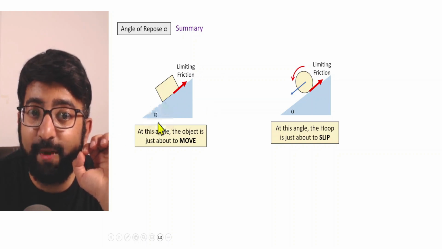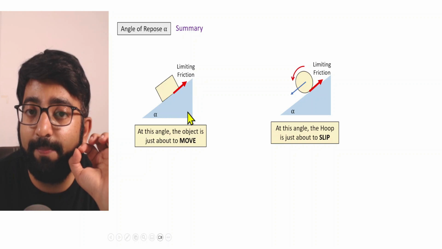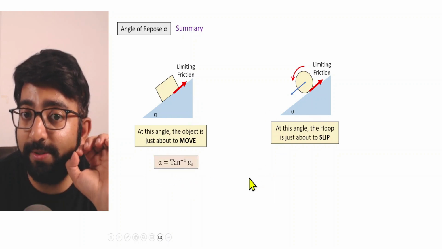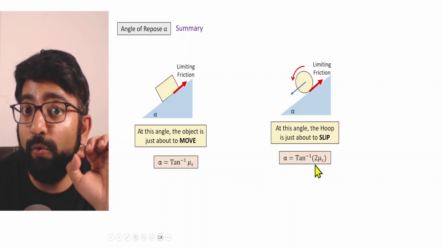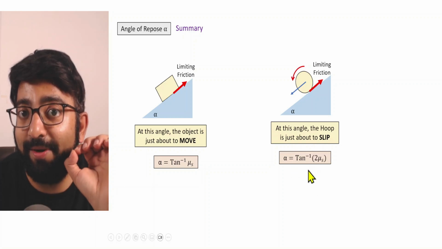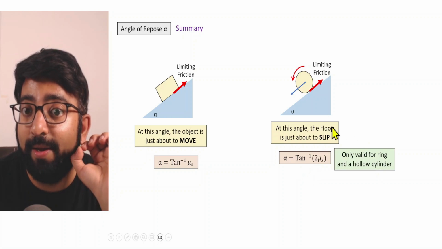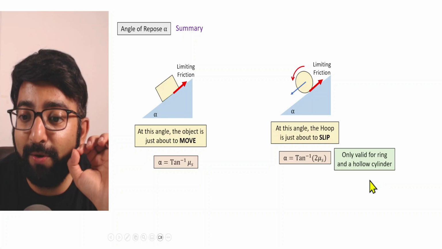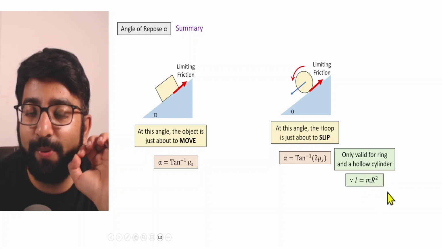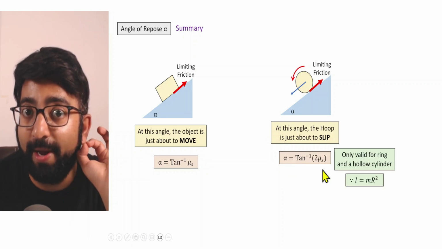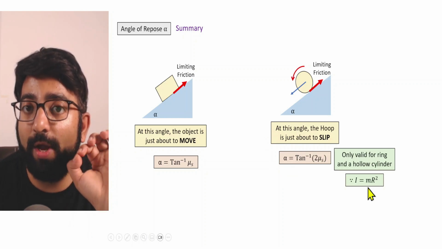Earlier, we had derived the angle of repose for the box on an inclined plane case. The alpha was tan inverse mu s. And for the wheel case, we just derived alpha was tan inverse of 2 times mu s. But I would recommend not to remember this formula because this expression is valid only under a certain assumption. This expression is valid if the object is either a ring or a hollow cylinder. And why is that? Because the moment of inertia is mr square. If you analyze all the steps, how did we get to this expression? We had used the expression I is equal to mr square.